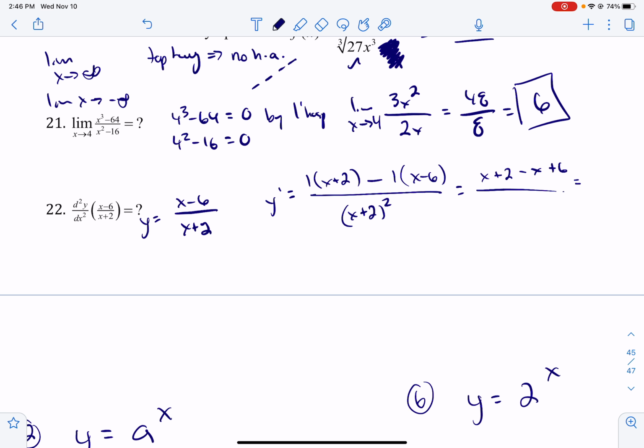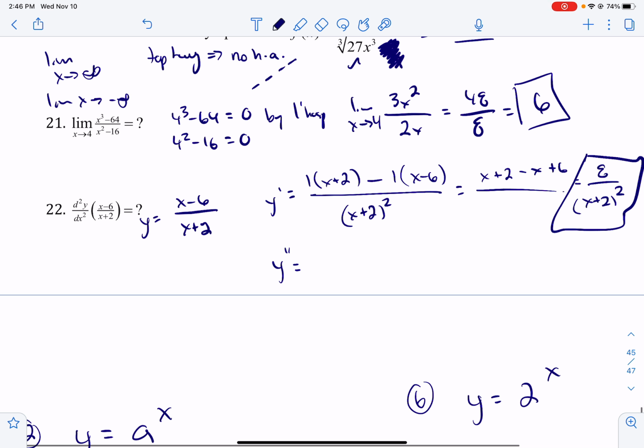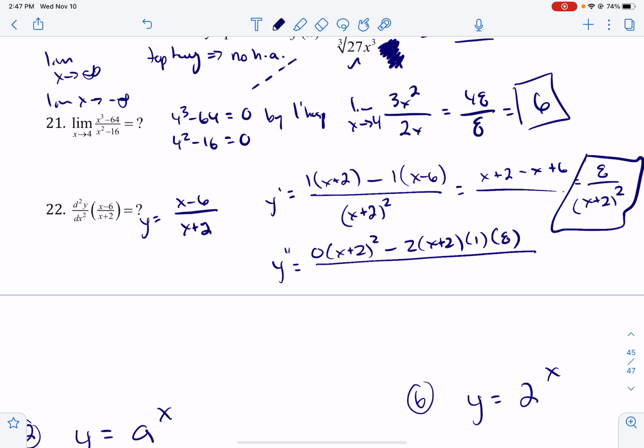So I just end up with what? 8 on top. That's nice. So now when I take my derivative again, y double prime, I got to take the derivative of my derivative. So the derivative of the top is 0. So when I times it by x plus 2 squared, it goes away. Then I minus the derivative of the bottom is 2 times x plus 2 multiplied by the derivative of the inside, which is just 1. Then I have to multiply it by the top, which is 8. Geez. All over x plus 2 squared.